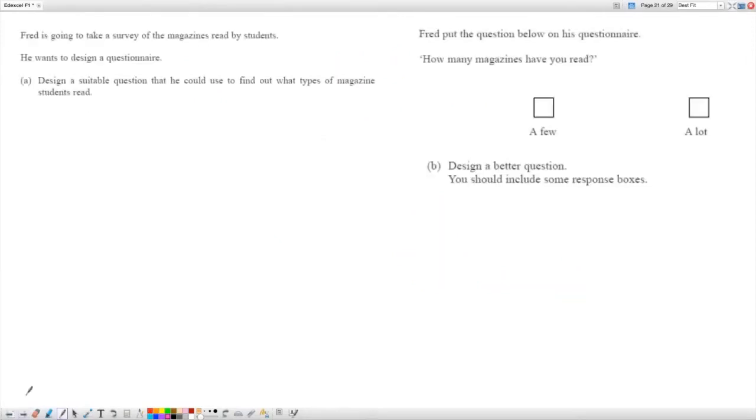Fred is going to take a survey of magazines read by students. In the first part, we're asked to assign a suitable question he could use to find out what type of magazines students read. So here we need a simple question such as, what type of magazines do you read? So simple question, finding out what type of magazines do you read.